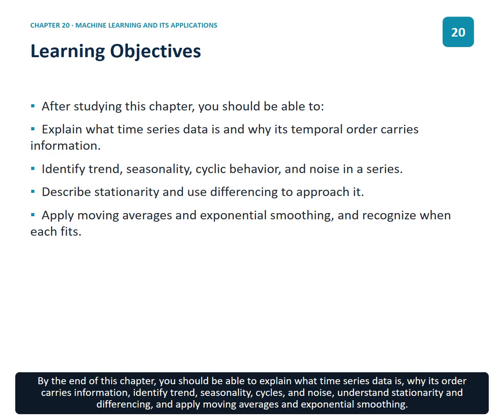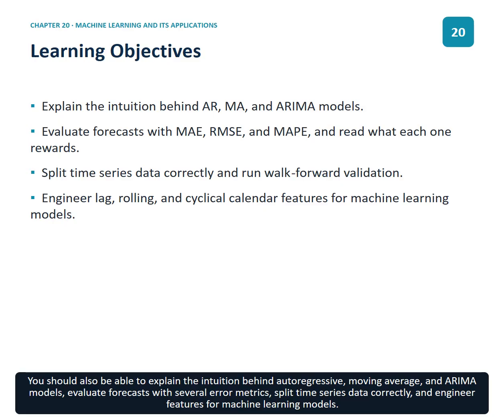By the end of this chapter, you should be able to explain what time series data is, why its order carries information, identify trend, seasonality, cycles, and noise, understand stationarity and differencing, and apply moving averages and exponential smoothing. You should also be able to explain the intuition behind autoregressive, moving average, and ARIMA models, evaluate forecasts with several error metrics, split time series data correctly, and engineer features for machine learning models.